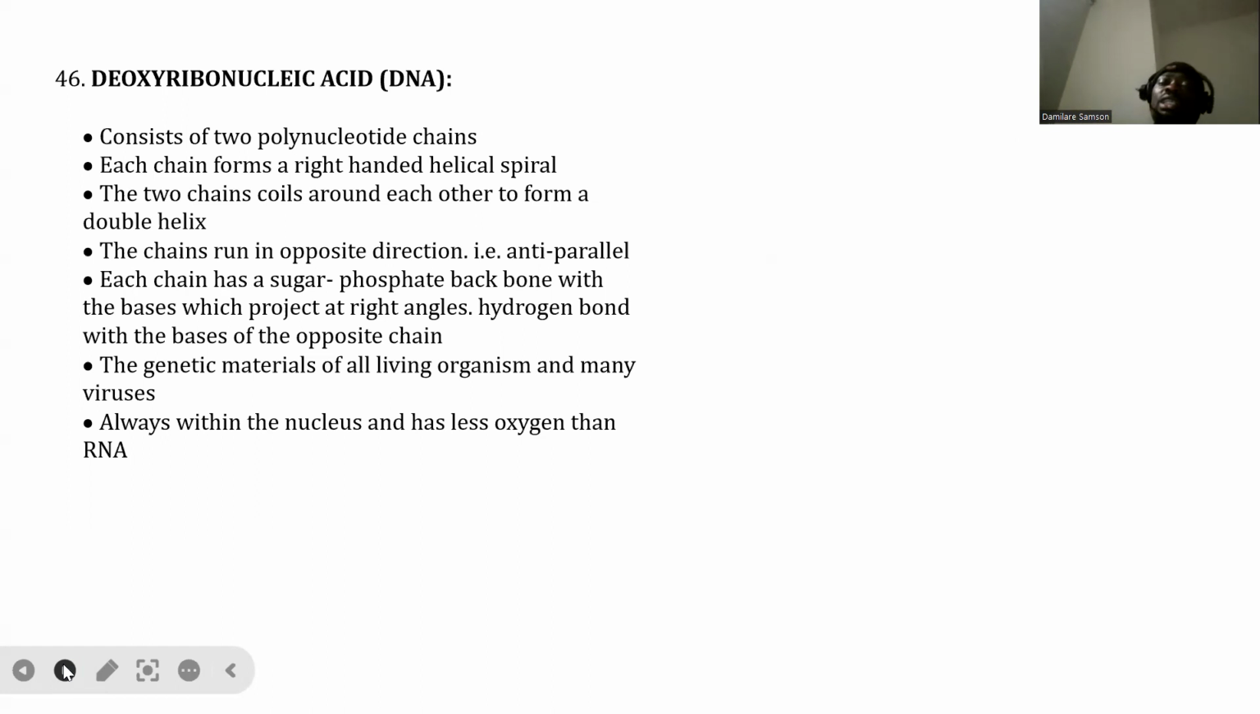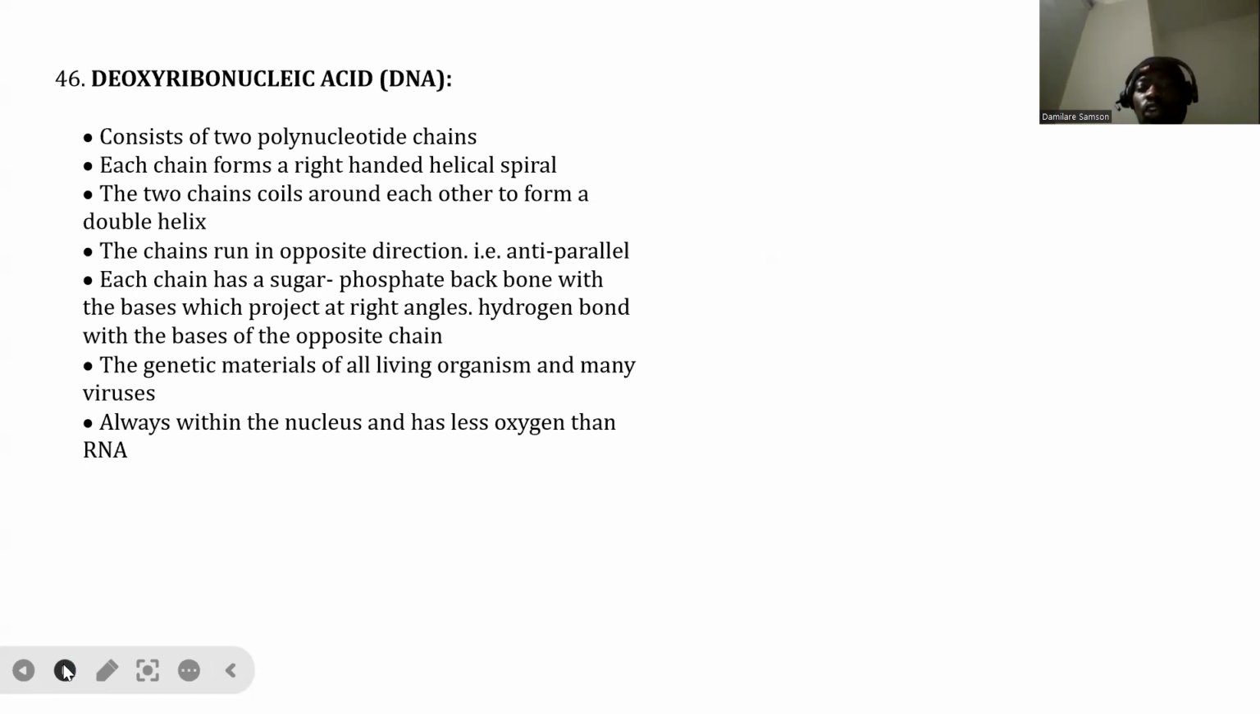So DNA consists of two polynucleotide chains. It's a very long chain, and they are polynucleotides. Poly, like much, not one, not two, not mono, not di. Poly, very long nucleotide chain. Each chain forms a right-handed helical spiral. So it's a spiral form because there are two, so it's more like they intertwine together. The two chains coil around each other to form a double helix. So that's why we always say DNA is a double helix.